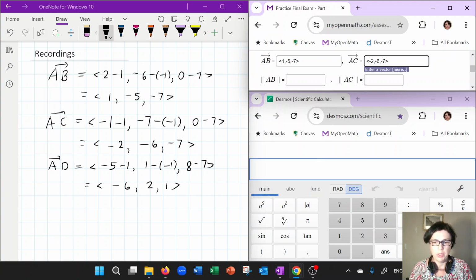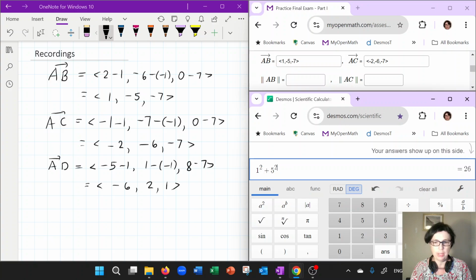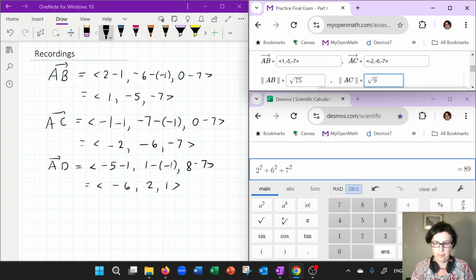Now, if I want the magnitude of these vectors, this is where you just want to add up squares of each coordinate, but do not include the negatives, because when you include the negatives, there's always a possibility of messing this up. So this is going to be square root of 75. Now, let me do the other one, especially if you don't put the parentheses in order, and you are in trouble. Okay, so this will be square root of 89.